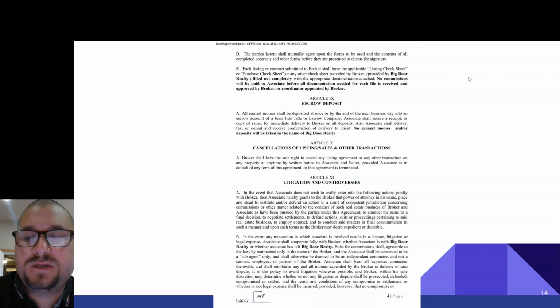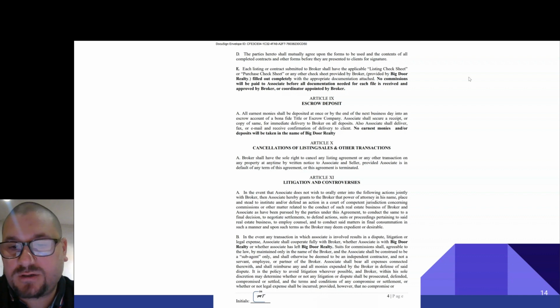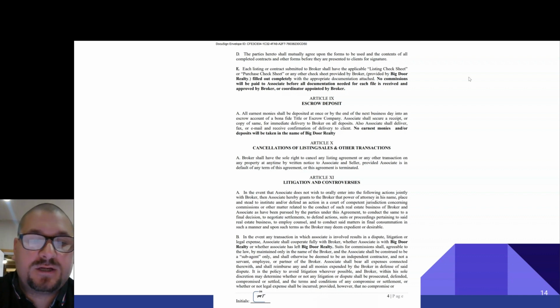Suits for commissions shall, agreeable to the law, be maintained only in the name of the broker, and the associate shall be construed to be a sub-agent only, and shall otherwise be deemed to be an independent contractor and not a servant, employee, or partner of the broker. Associate shall bear all expenses connected therewith and shall reimburse any and all monies expended by the broker in defense of said dispute. It is the policy to avoid litigation wherever possible, right?